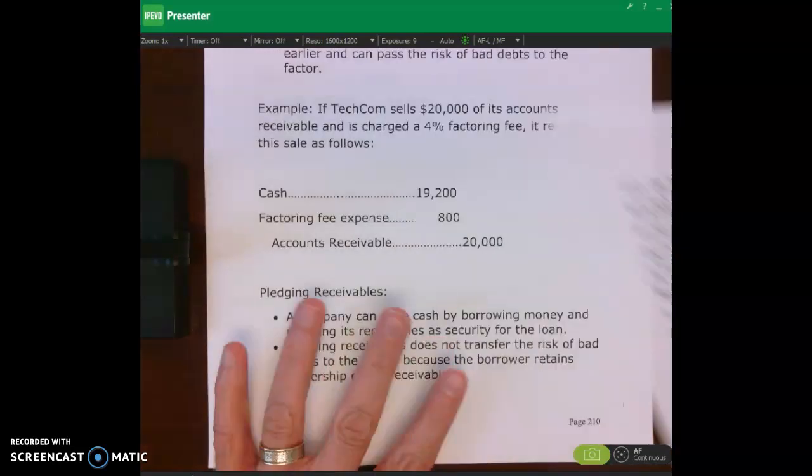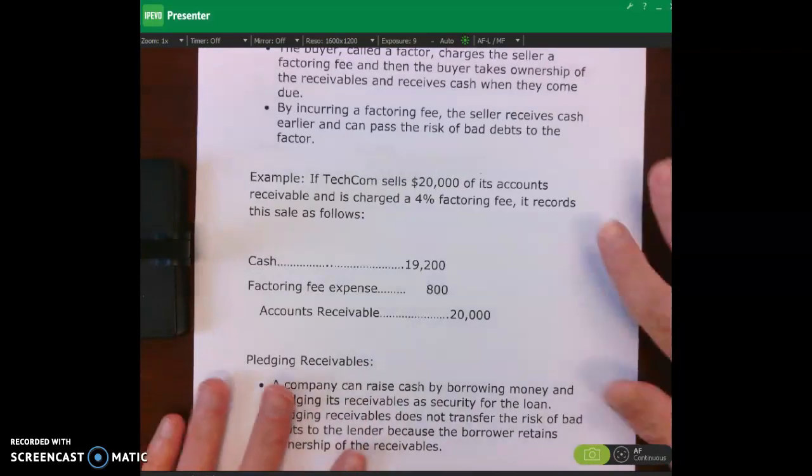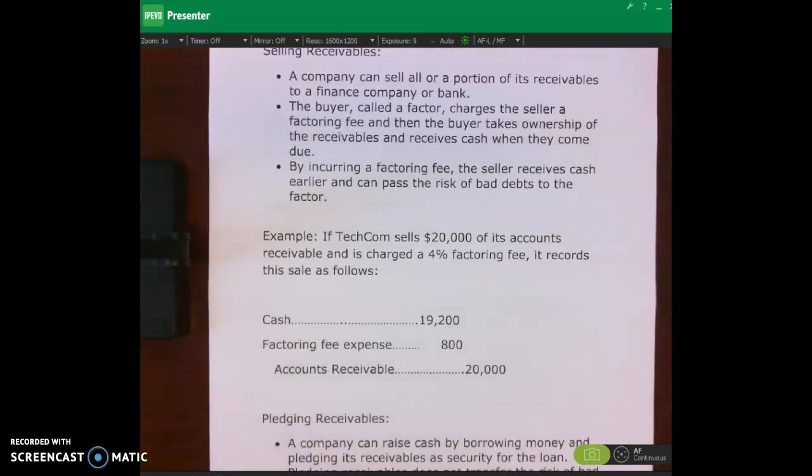So the first one, when they sell the receivables, they could sell all or a portion of the receivables to another finance company. That company would be a factor, and so selling the receivables is called factoring. And like we've talked about before, there's no such thing as a free lunch. If you sell your receivables, you're going to have an expense for doing so. So when they sell the receivables, they have to pay a factoring fee expense. Maybe that factoring fee expense is 1% of the receivables that they sell, or 2%, or whatever the percentage is.